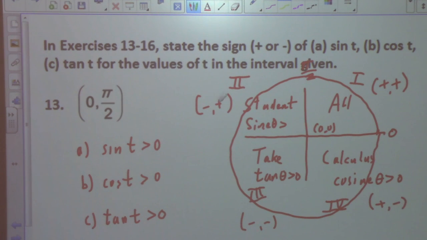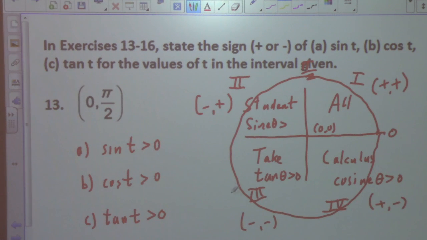And so what you have here in quadrant 2, which is what Kaylee just did, is your cosine is going to be negative, and your sine is positive. And tangent is what? Sine divided by cosine. What is a positive divided by a negative? Negative. And then you can do the similar type of analysis on all these things.